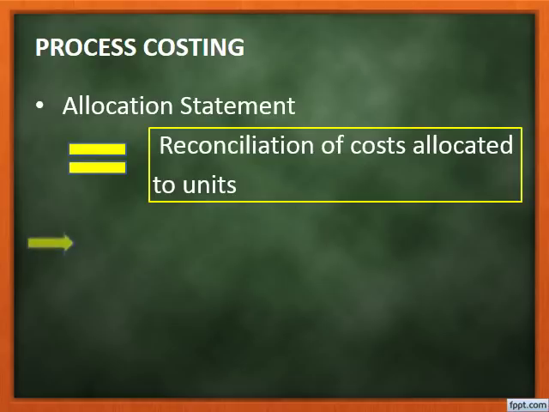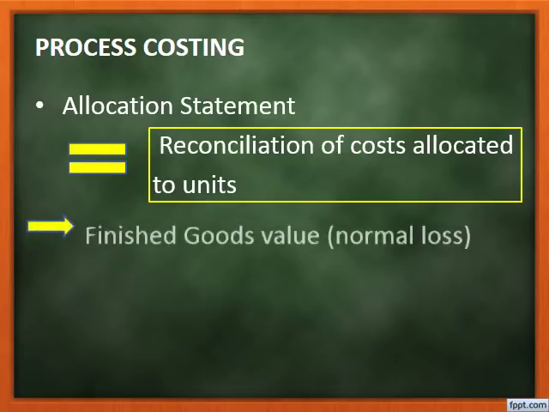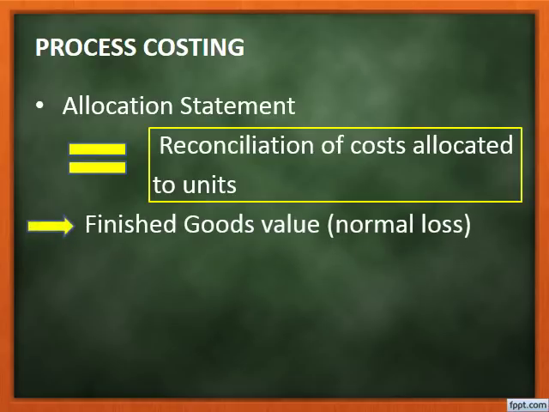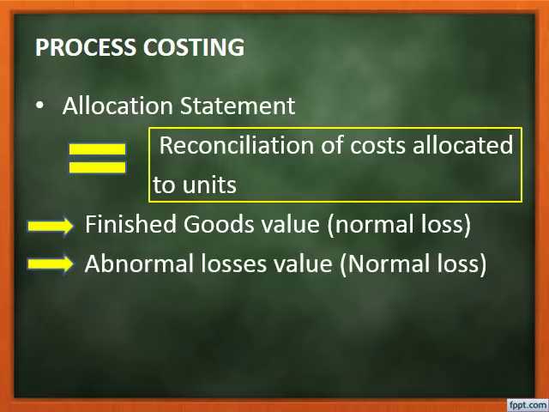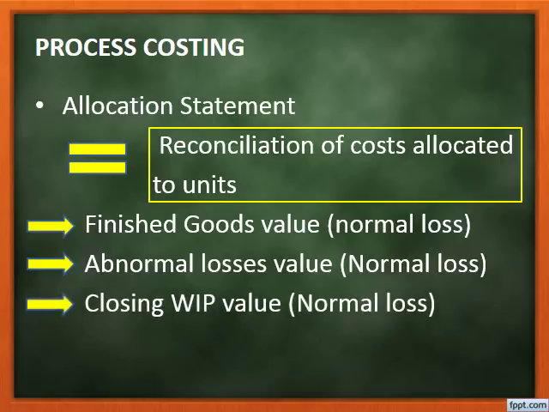The allocation statement will have the following information: finished goods value. This also includes normal losses. The abnormal losses value. A portion of the normal losses is also allocated to the abnormal losses if it passes the wastage point in the current period. Then also the closing work in progress value. A portion of the normal losses is also allocated to the closing work in progress if it passes the wastage point in the current period.